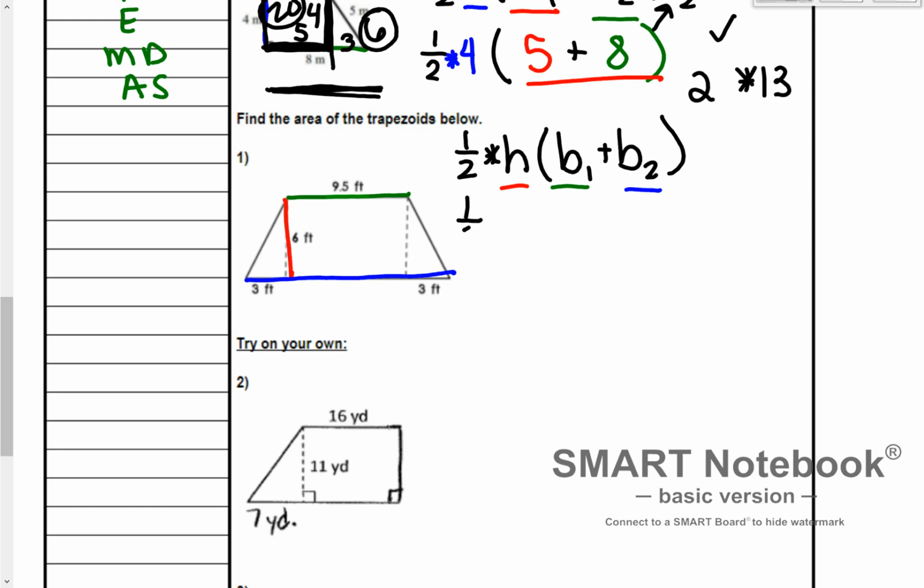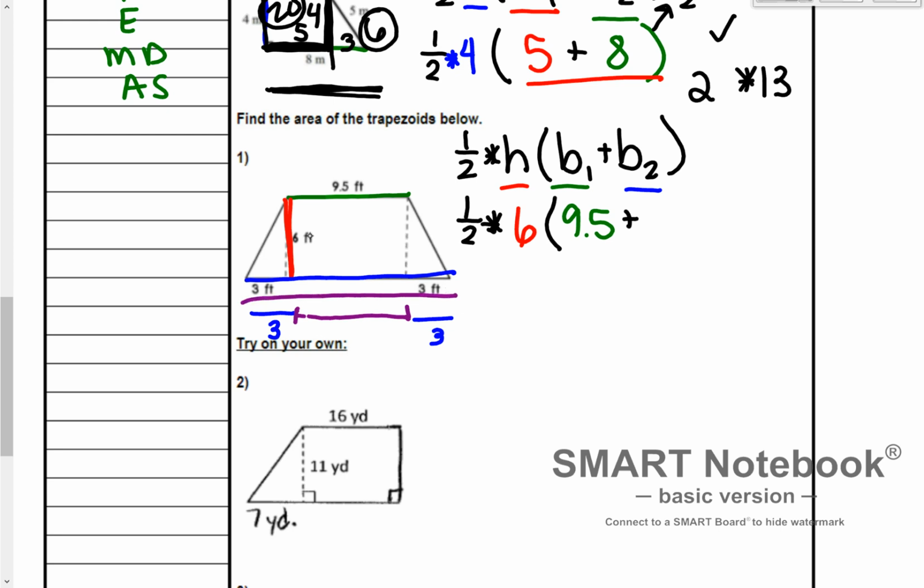Okay, so I'd have to do 1/2 times my height, which we said was 6, and my base 1, 9.5, plus my base 2. Now here's where we have to do some math. So this piece right here is 3. This piece right here is 3. We need to know, I'll do it in purple, what this piece right here is in order to get that whole entire base.